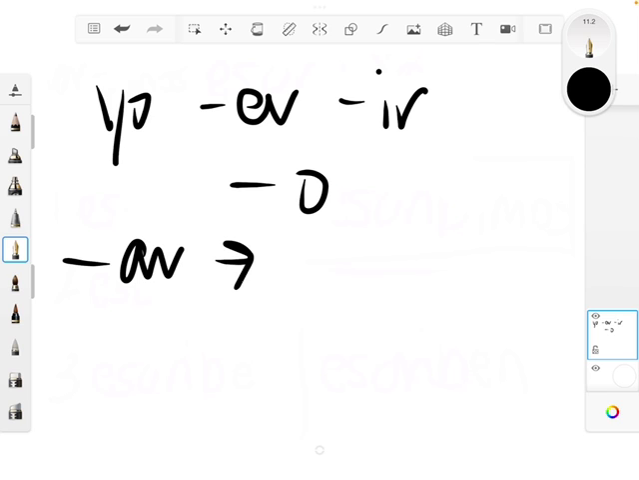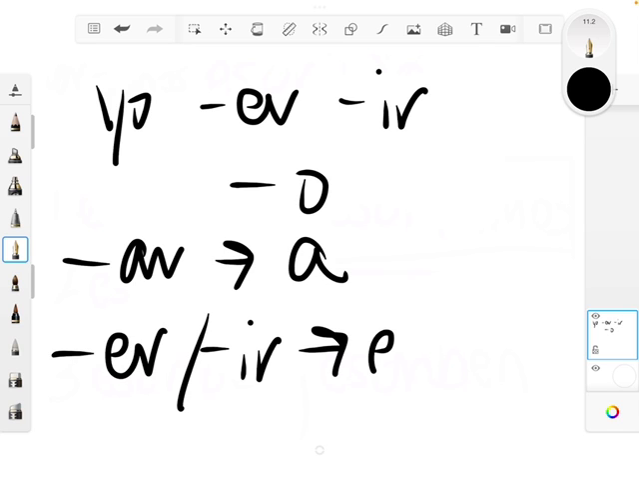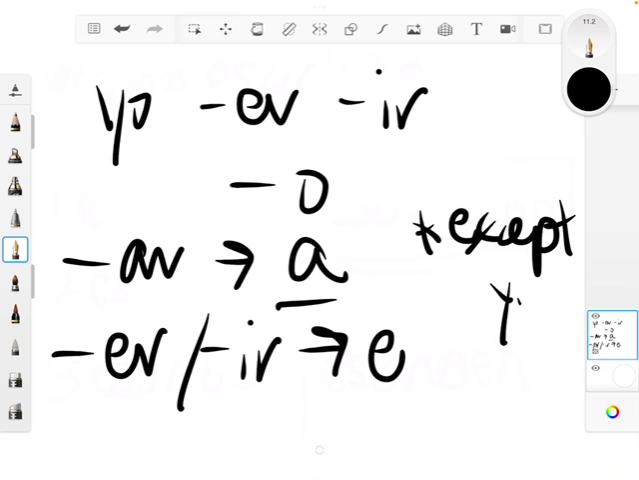We're going to have the endings for AR verbs start with this, except for the yo form, which is going to be that irregular form. And then for ER and IR verbs, it's going to begin with the E, except for the yo form.